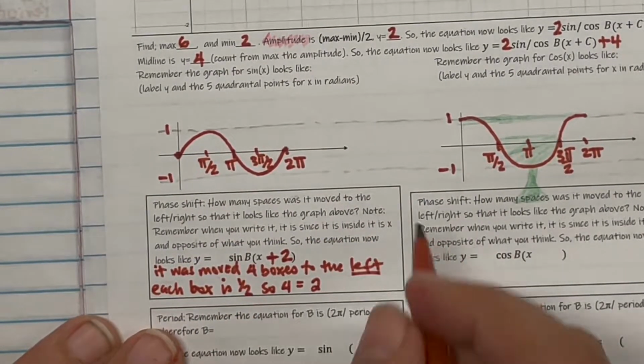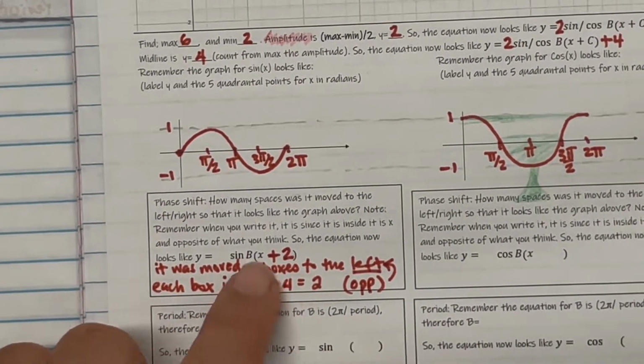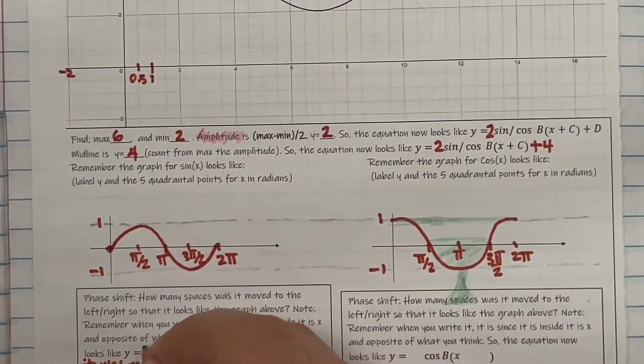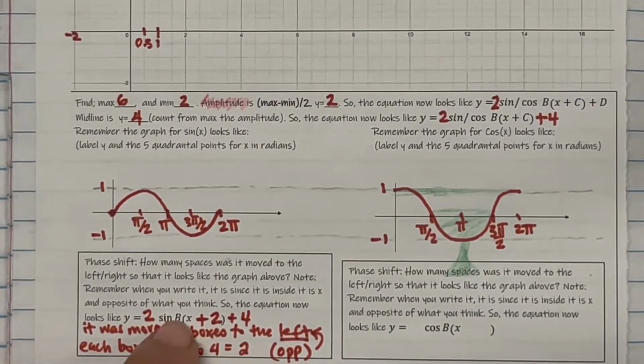So listening check, color in each box. All right, let's fill in whatever we already know. We already know the amplitude was 2, and we know the midline was plus 4. So again, we're just building our equation, and these are the steps to build it.